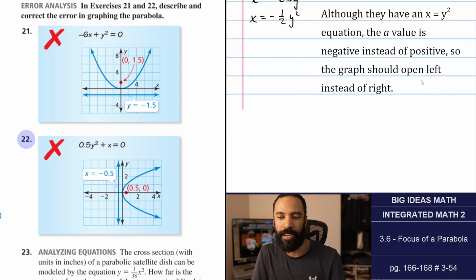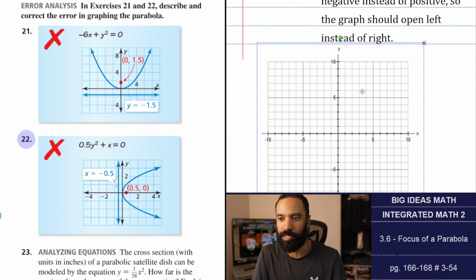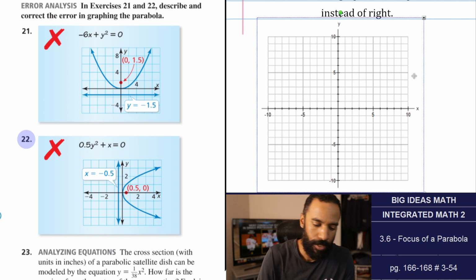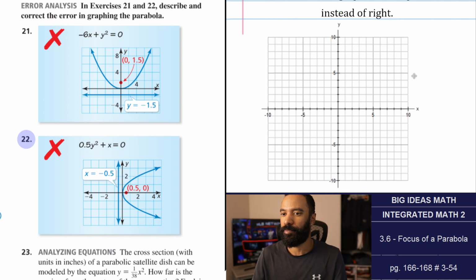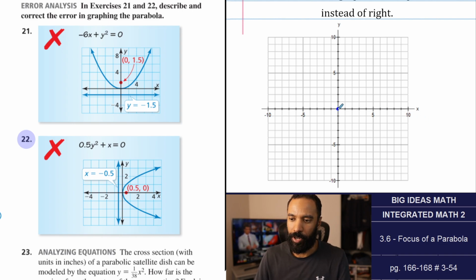So let's go ahead and graph that. Negative 1/2 y squared. That's a decent compression, which we can work off of. So negative 1/2 y squared, vertex is at the origin. We're going to open left. Up 1 over 1/2. Up 2 over half of 4. These are in blue. Up 3 over half of 9. Up 4 over half of 16. And let's reflect those across the axis of symmetry.